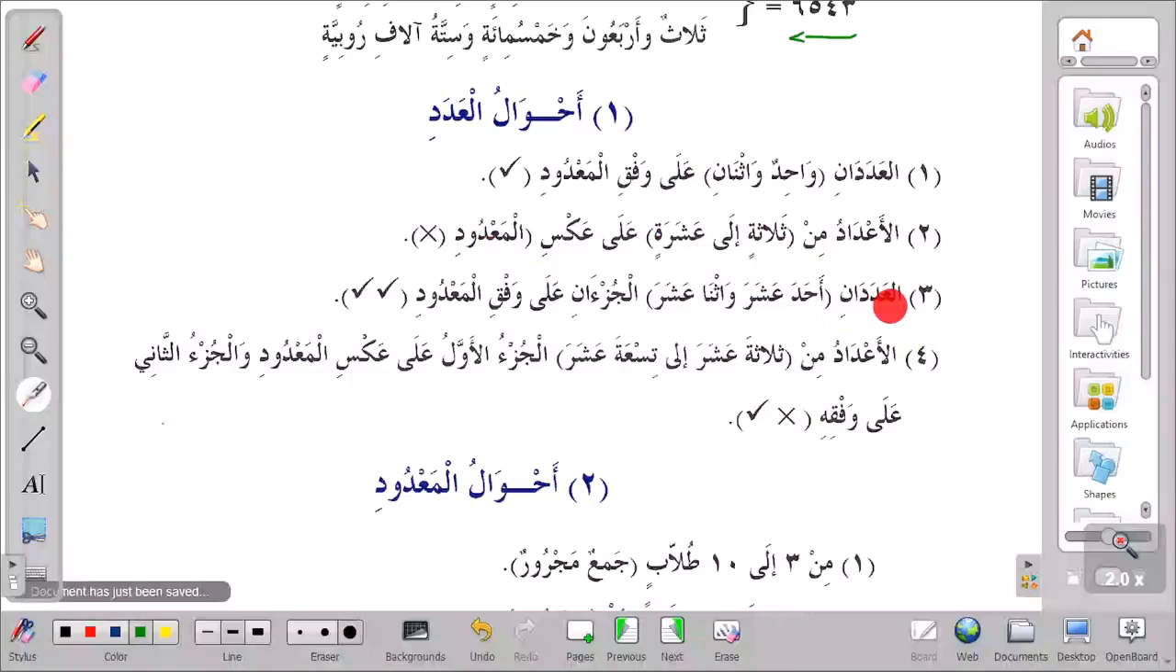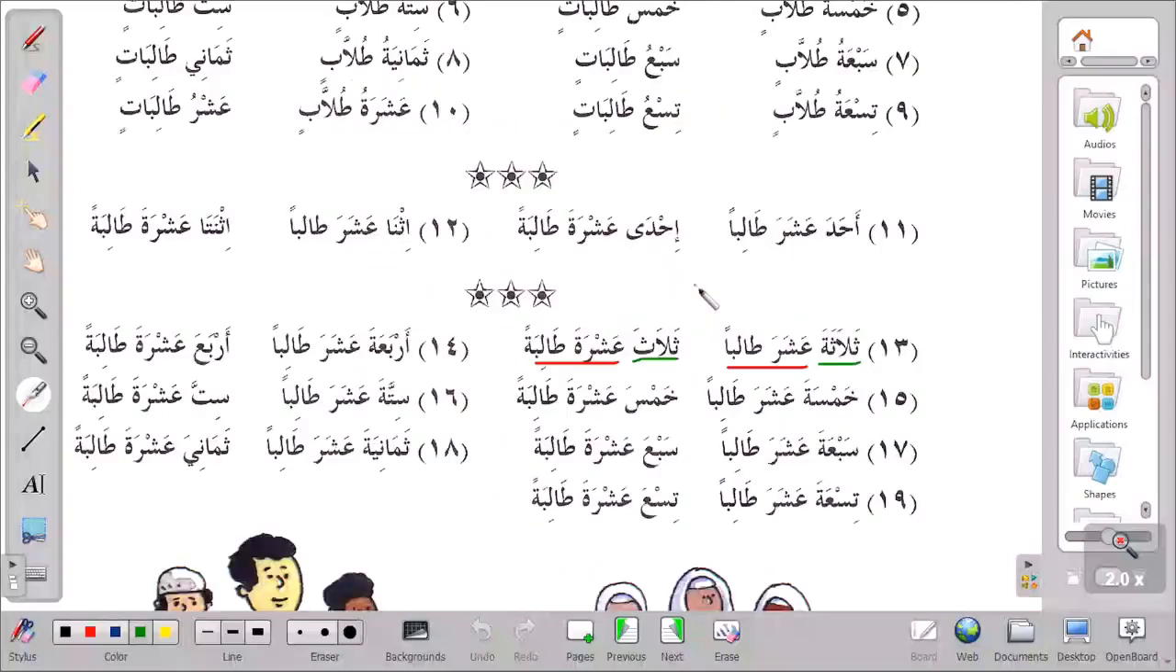Then here, adadani, the two numbers ahada ashara and ithna ashara, 11 and 12. Al juz'ani, meaning the two parts, the ahada and then the ashara, are in agreement with the ma'dud. So the ahada and then the ashara, together with the thing we are counting, must have the same gender. I said this the last time. Ahada is masculine, ashara is masculine, taliban is masculine. But if it is feminine, all should be feminine. If the thing we are counting is feminine, the two numbers should be feminine.